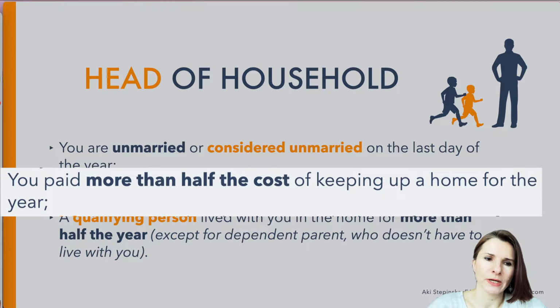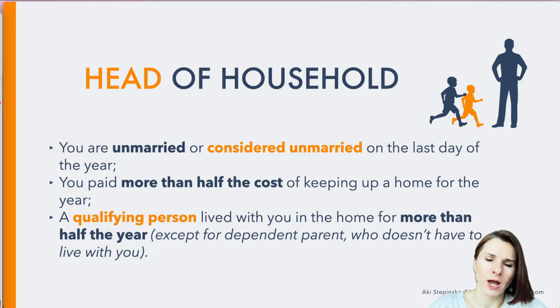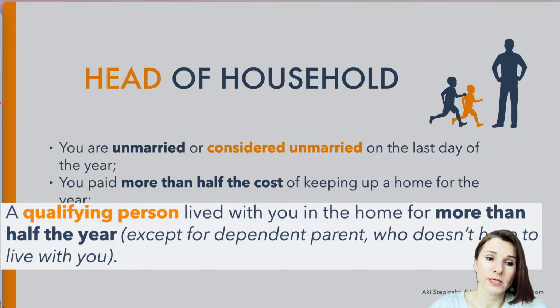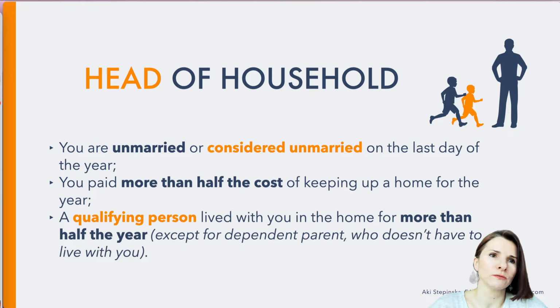Then the other criteria you have to fulfill is you have to pay more than half the cost of keeping up a home for the year. So I will go over what that means as well. And then the third one is a qualifying person that lived with you more than half a year, except if you have a parent that could be your dependent who doesn't have to live with you. The parent could live in, let's say, a senior facility or their own apartment or home. So all these criteria have to be fulfilled in order for you to qualify for head of household.